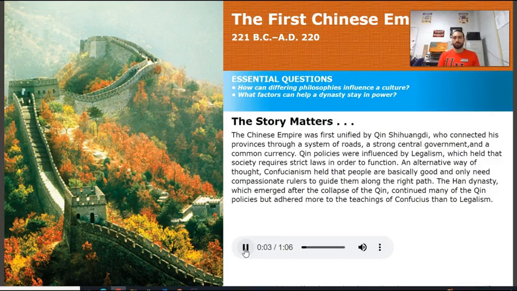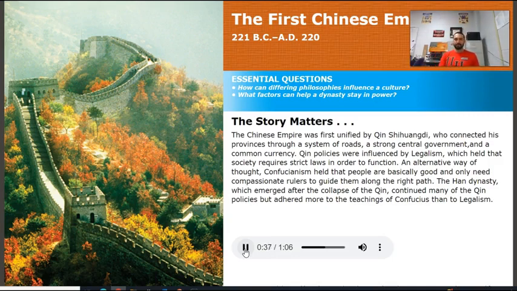Chapter 6, The First Chinese Empires, 221 BC to AD 220. Essential questions. How can differing philosophies influence a culture? What factors can help a dynasty stay in power? The story matters. The Chinese Empire was first unified by Qin Shi Huangdi, who connected his provinces through a system of roads, a strong central government, and a common currency.